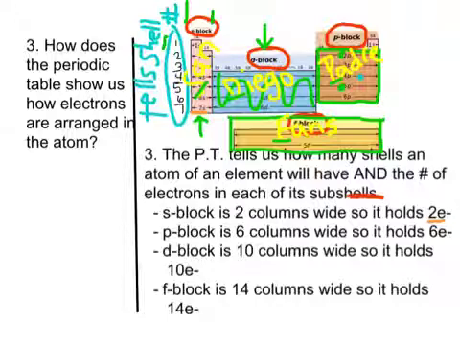Over here, the p block spans 6 columns wide, so it holds 6 electrons. Same with the d block: the d block is 10 columns wide, and so it holds 10 electrons. And finally, the f block is 14 columns wide, and so it holds 14 electrons. Again, the periodic table is a total work of genius. When you know all these little tricks, it's like, oh my gosh, how did they do this? So that's how it works. We're going to see why we even need to learn this in the next question.